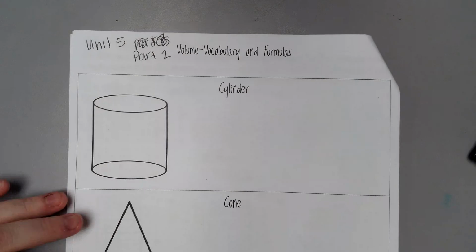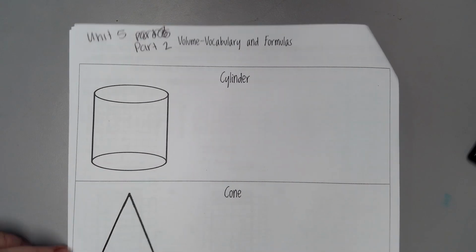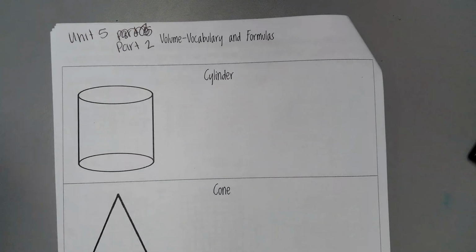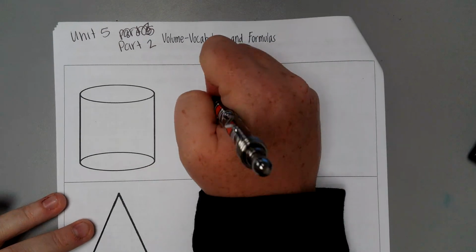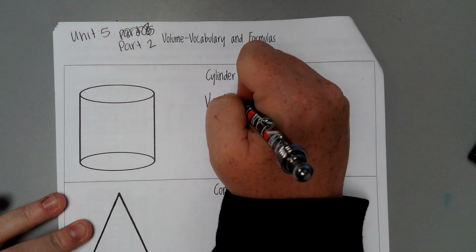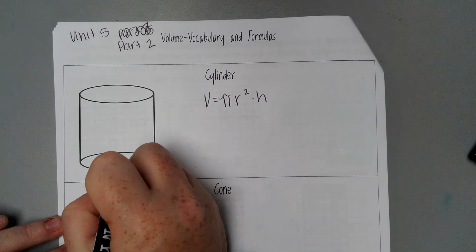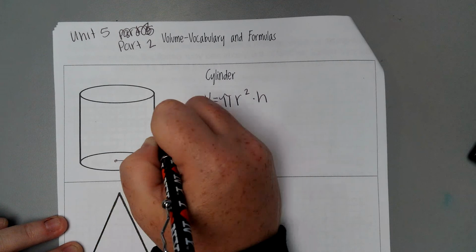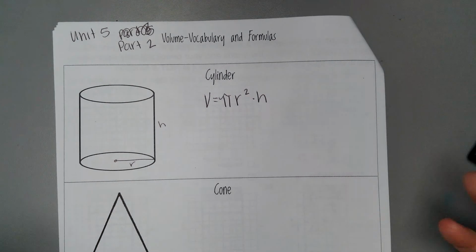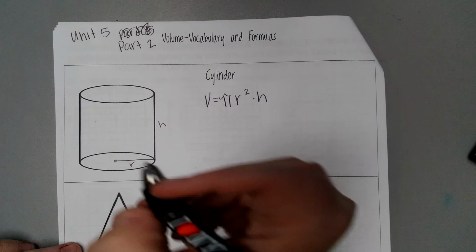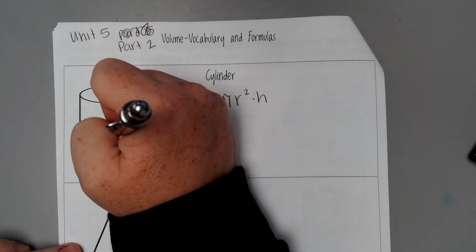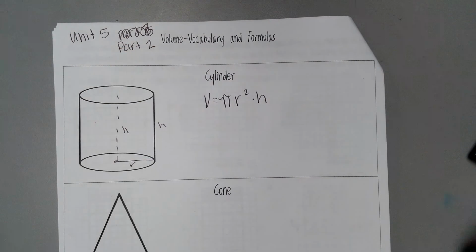Next page is the equations. You've done this page before, so if you have it, great. If not, we're going to do it very briefly, just so we can get what the formula is. For a cylinder, your formula is pi radius squared times height, where your radius is half of your diameter, and your height is how tall your shape is. Sometimes you'll see it drawn in the center of your shape as well, and that is your height.